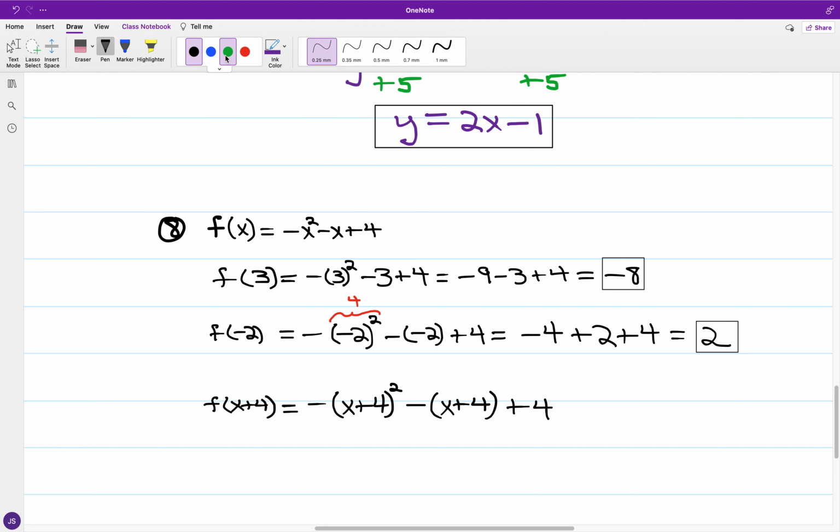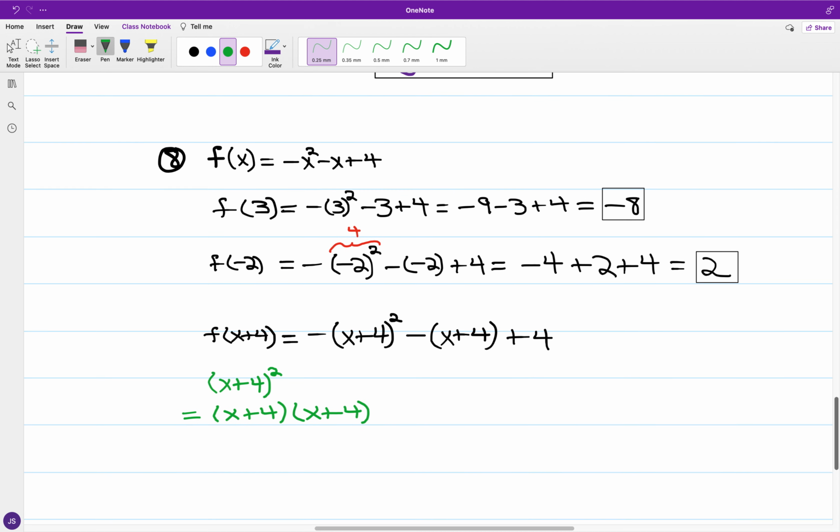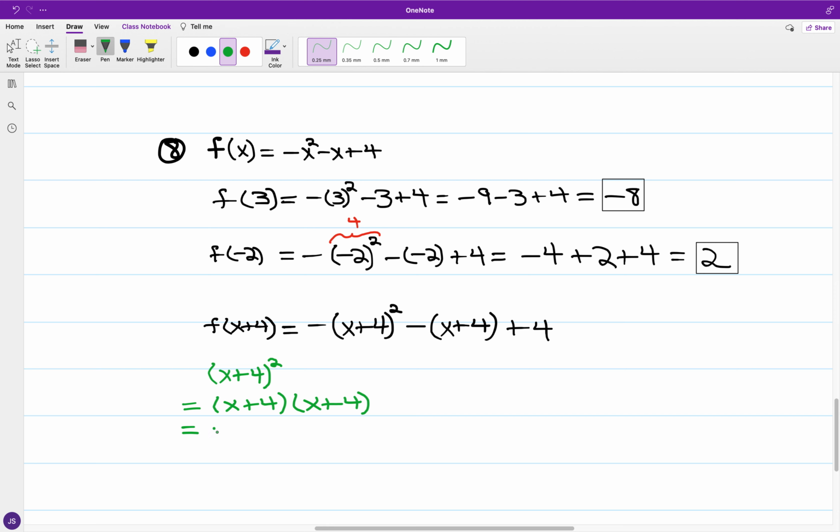Let me just mention, we got the square of x plus 4. I'm just serving as a reminder. For the square of x plus 4, this will be x plus 4 times itself. And foiling out, you got x squared, and you got plus 4x plus 4x, which will be 8x. And 4 times 4 is 16.